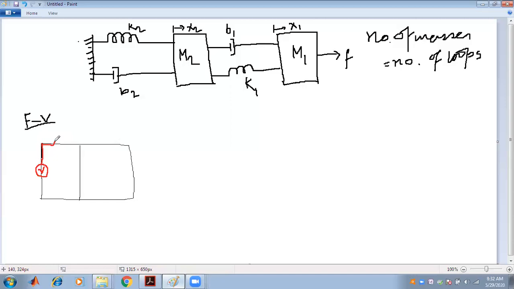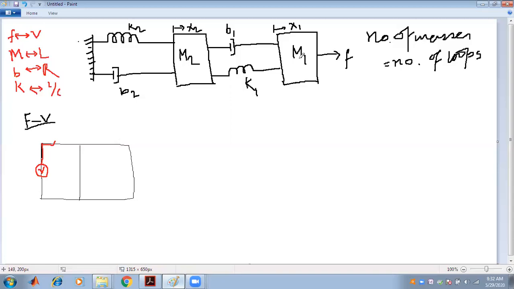First we have to know that force must be replaced by the voltage in the force voltage analogy. Mass must be replaced by the inductor of the circuit, that is L. B must be replaced by the resistance of the circuit, R. And K must be replaced by the elastance of the circuit, which is 1 by C.